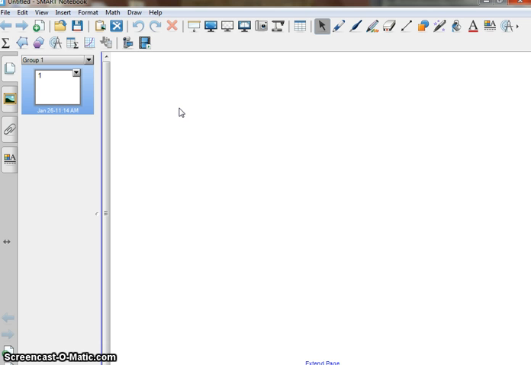Okay, class, this is going to be section 5.7. 5.7 is integrating to get your inverse trig functions. So I'm going to do this a little different. I am going to start with the formula, and then we're going to do some examples from there.